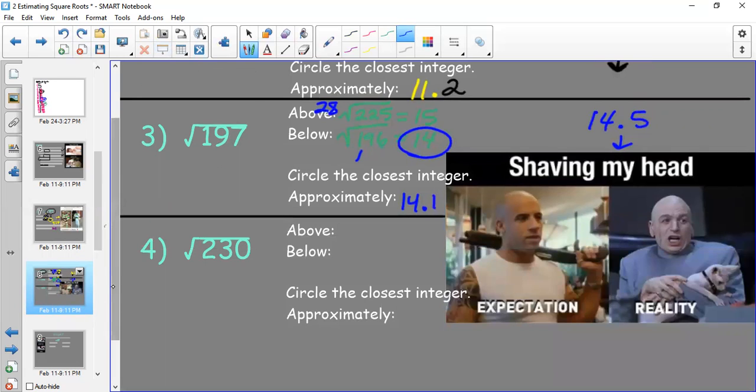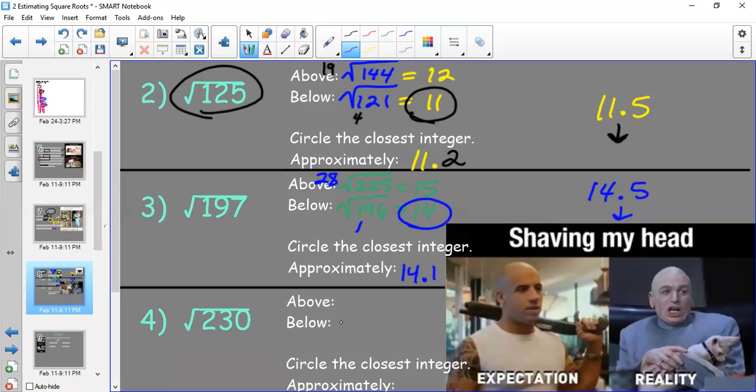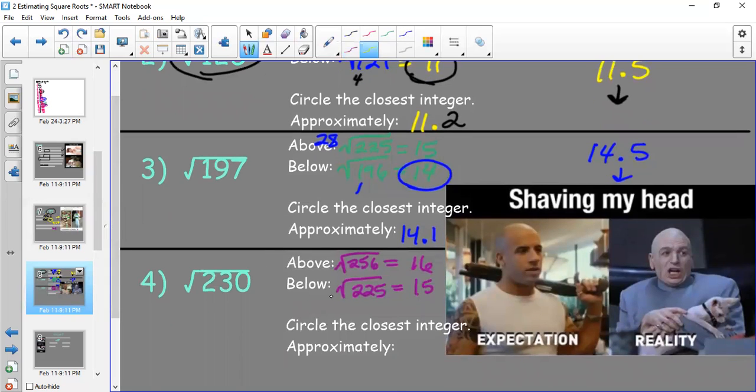All right, last one here, square root of 230. So let's go back to our list, 230. What I'm looking for, 230 would fall right here between 225 and 256. So 225 and 256. That's between the two integers, 15 and 16. All right, so let's see how close it is to each of these.